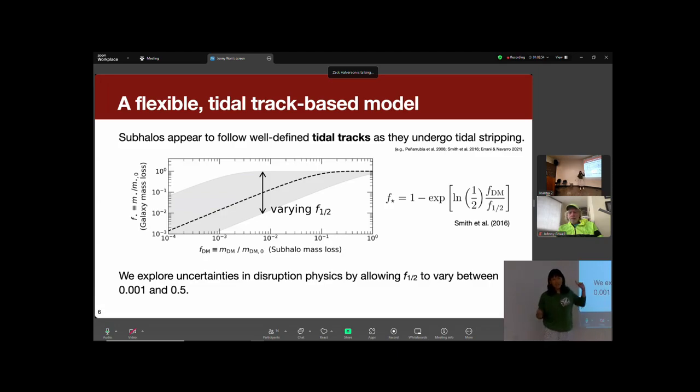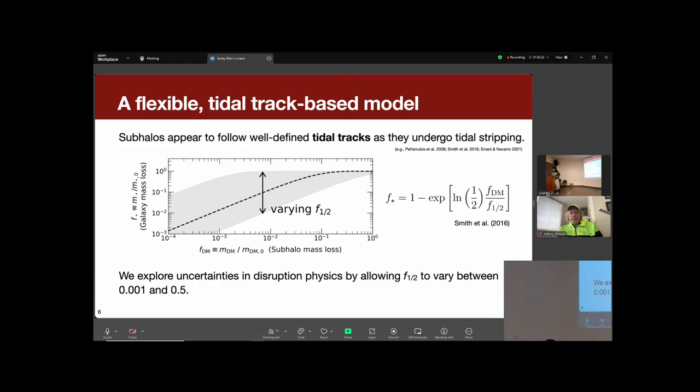Like I mentioned a couple of slides back, idealized models that don't suffer from the same numerics tend to predict lower values of F_1/2. So for these reasons, we allow F_1/2 to vary in our analysis between 0.001 and 0.5 to explore these uncertainties. This range is chosen to be very conservative, but we expect that it brackets the true scope of what F_1/2 is and is broad enough to encompass the full range of disruption physics that is consistent with both hydro simulations and idealized models.